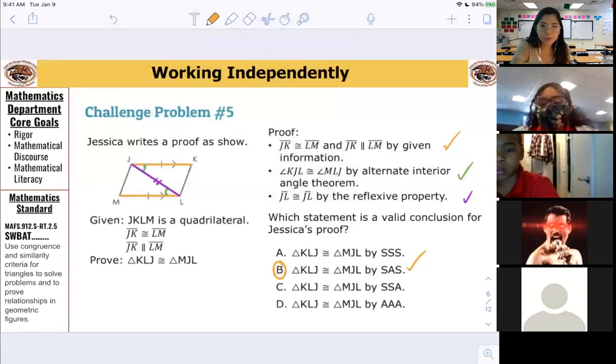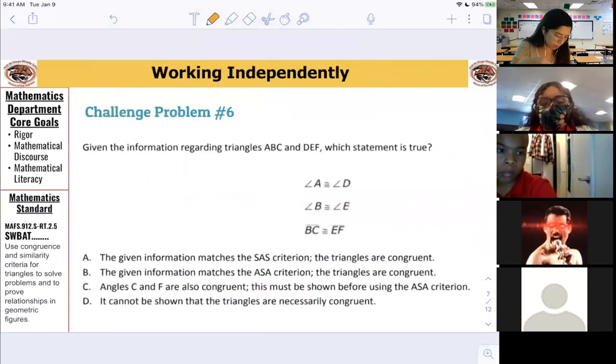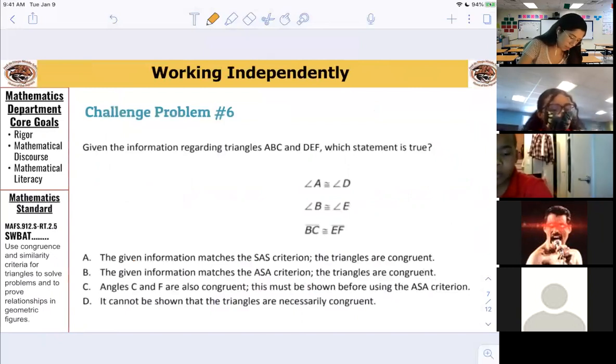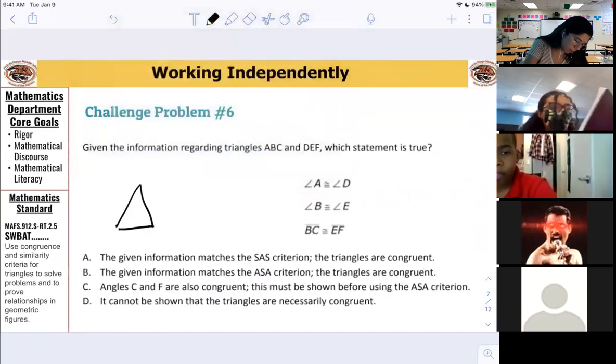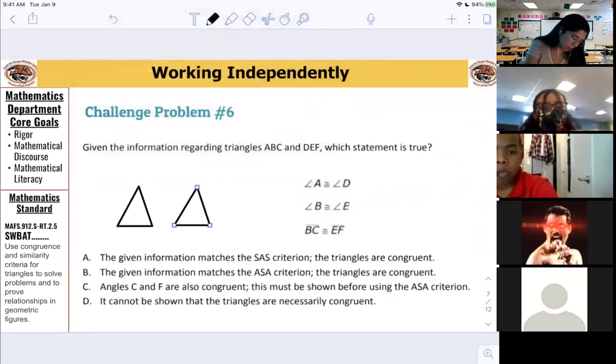All right. Next up, problem 6. Going right along. Ooh, okay, I have a word problem. I don't have a drawing. What should I do? Draw it. Okay, I have 2 triangles, ABC and DEF. They don't have to be perfect. Just draw any old triangles.